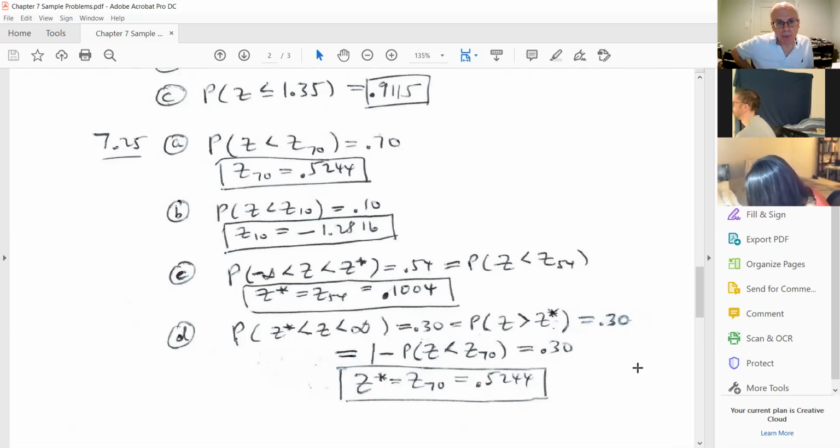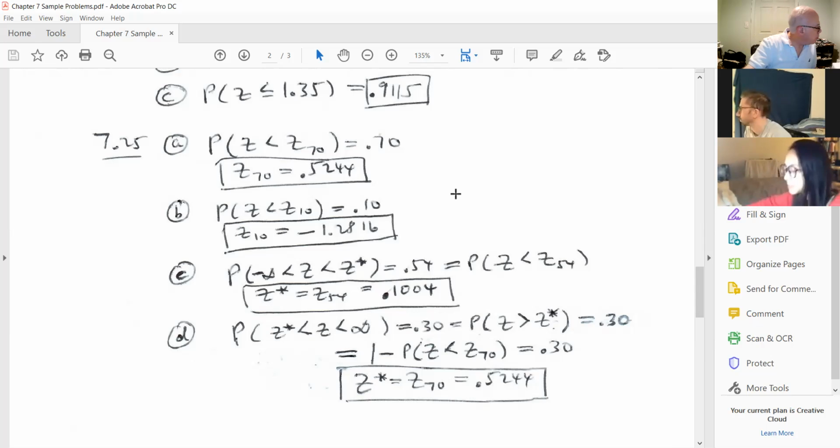All right. Now, I'll just go over the logic behind it and then we'll look at Excel. This is a standard normal. So these are Z's. And what we're trying to find, we're given the cumulative probability. Cumulative probability always means what? Less than. Probability that Z, in this case, is less than some number.